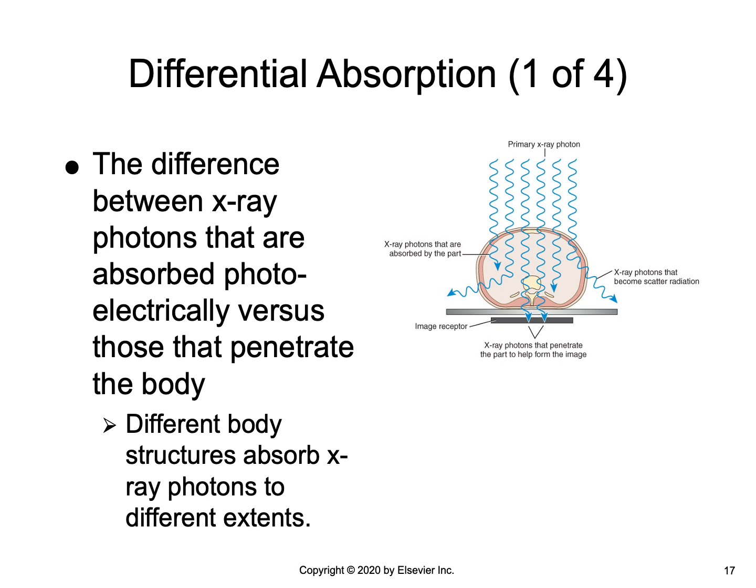X-rays interact with the body in one of three ways. They penetrate to the receptor, which is your IR, your image receptor. They scatter in a new direction, or they are absorbed in the body.